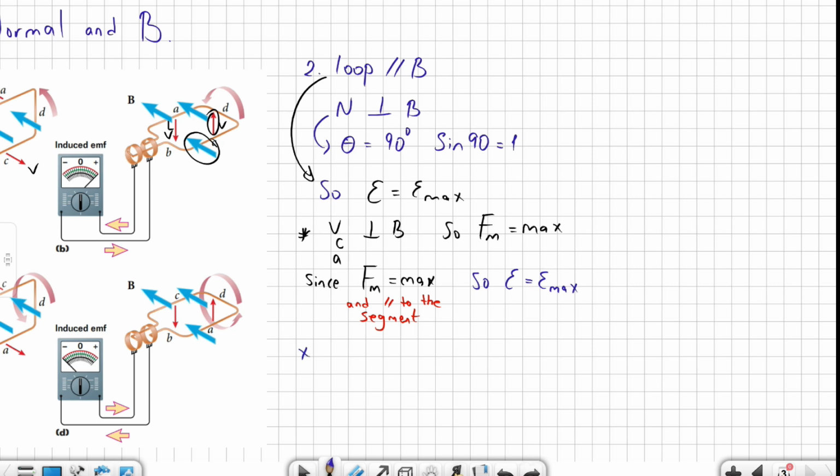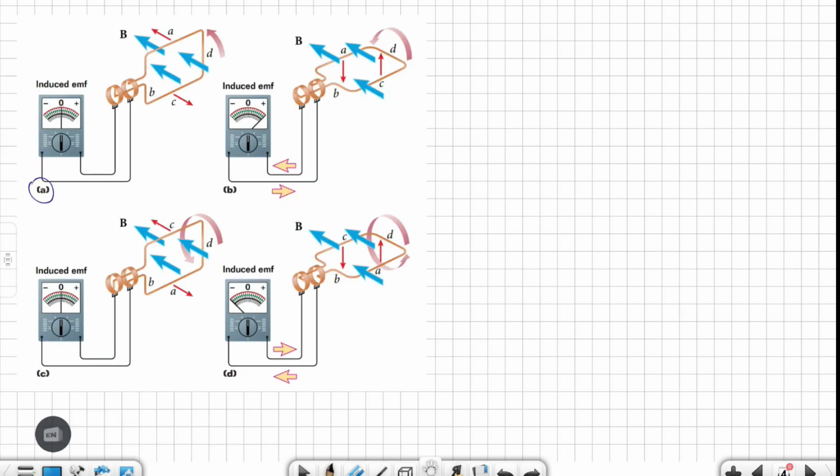At this orientation, the flux is equal to 0, but that is just instantaneous flux, and I don't decide according to the instantaneous flux, but we decide according to the change in flux, and change in flux at this orientation is maximum. Since change in flux is maximum, induced EMF will also be maximum. Now let us draw the graph of all these four cases.